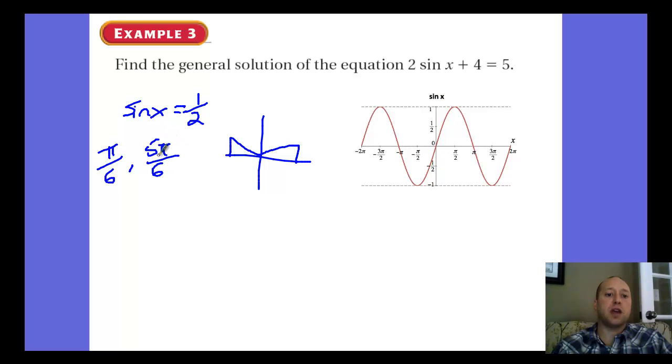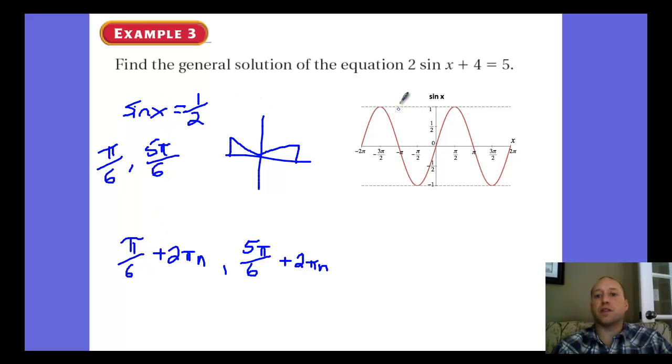So that's the two angles within one unit circle, but this problem doesn't state that we have an interval from 0 to 2 pi. Therefore, we need to give all possible solutions, even those outside that 0 to 2 pi range. So pi 6 is one angle, but all coterminal angles also would work. So we have to add 2 pi n to state all coterminal angles. And we also have 5 pi 6 plus 2 pi n. So this is like the general form for all possible solutions for this given equation.